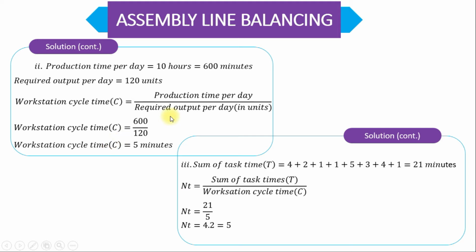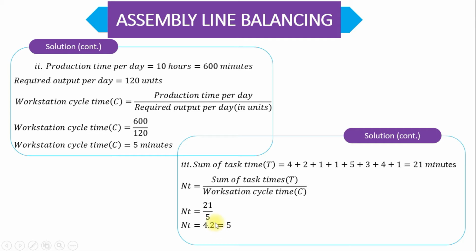Okay, let's move on. Then we also need to find the theoretical minimum number of workstations that can satisfy this workstation cycle time constraint. First of all, we need to find the sum of all the tasks. Just add the time allocated to each of the tasks, and you get 21 minutes. Now divide that time by the workstation cycle time. After dividing you get 4.2.